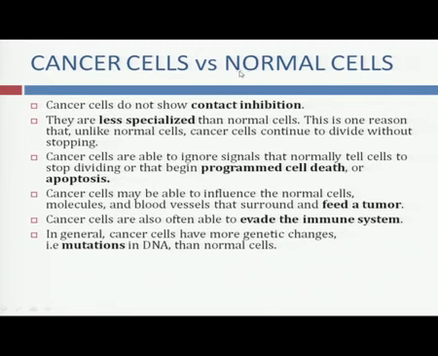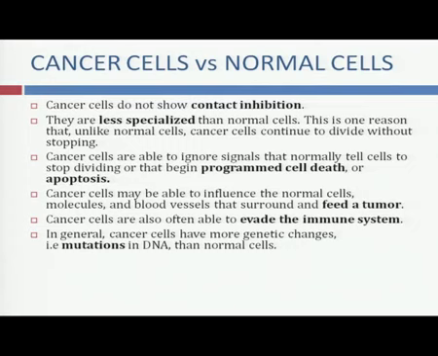On the other hand, cancerous cells do not show this property. Even if they are in contact with other cells, they will keep on dividing. The next difference between cancerous cells and normal cells is that cancerous cells are less specialized than normal cells. This is one reason that, unlike normal cells, cancer cells continue to divide without stopping. Normal cells have differentiated, they have obtained their structure and they are performing their normal functions. So, they do not actually have time and resources and need for division.